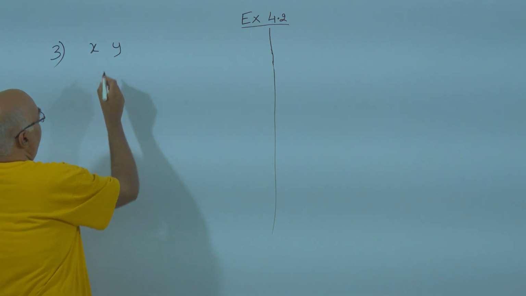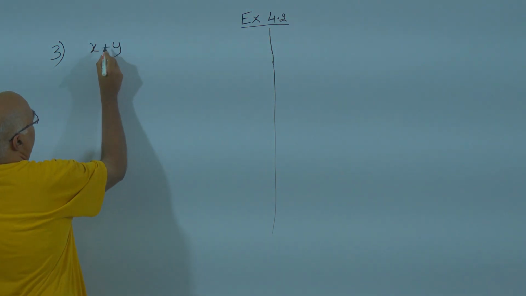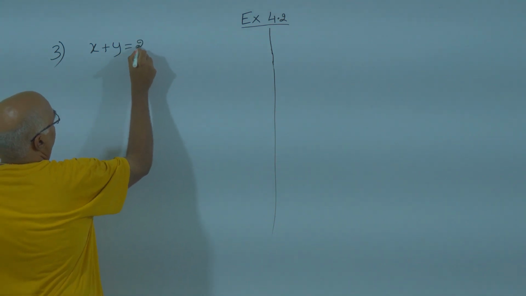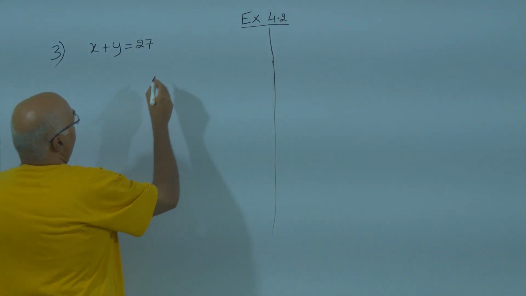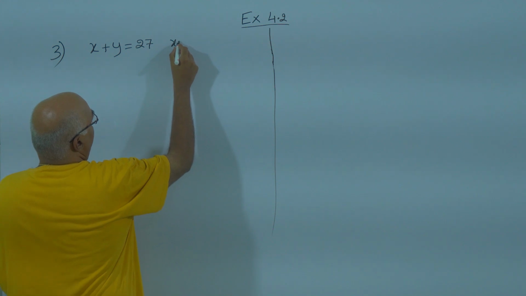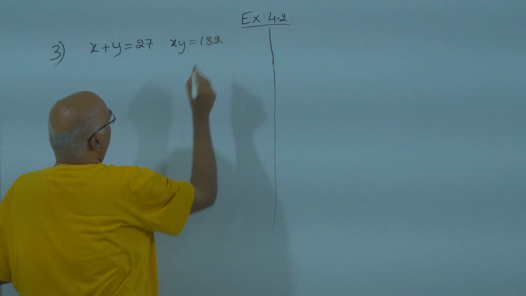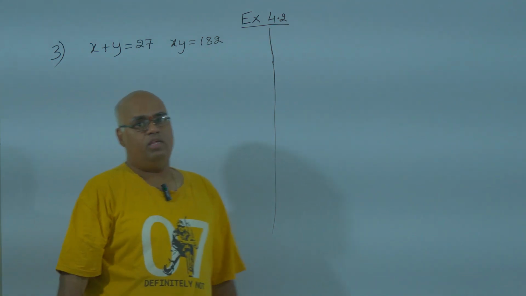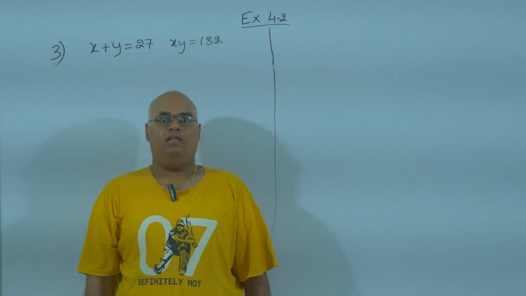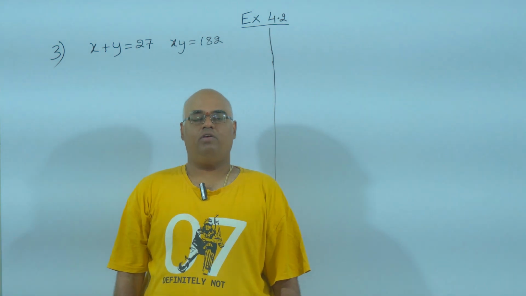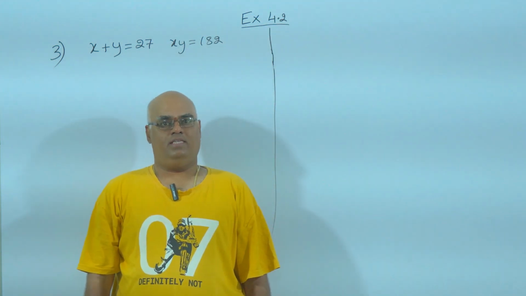It is given that the sum of the two numbers, that is x plus y, is equal to 27, and the product of two numbers, that is x into y, is equal to 182. So this is the information given. From this information, we need to find the values of x and y. That is, we need to find the two numbers x and y.